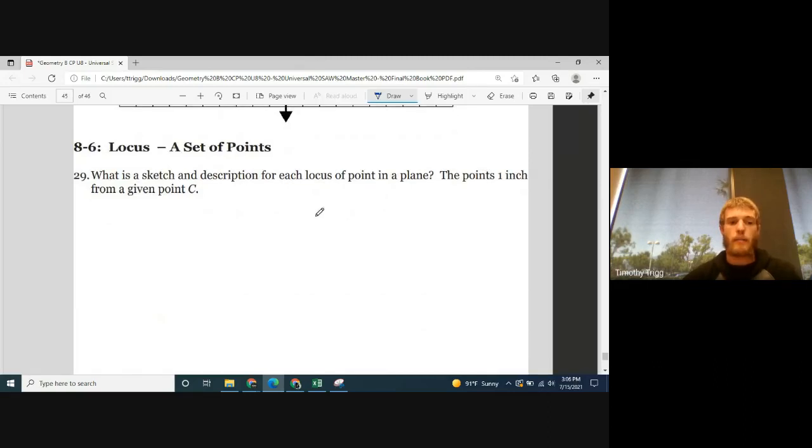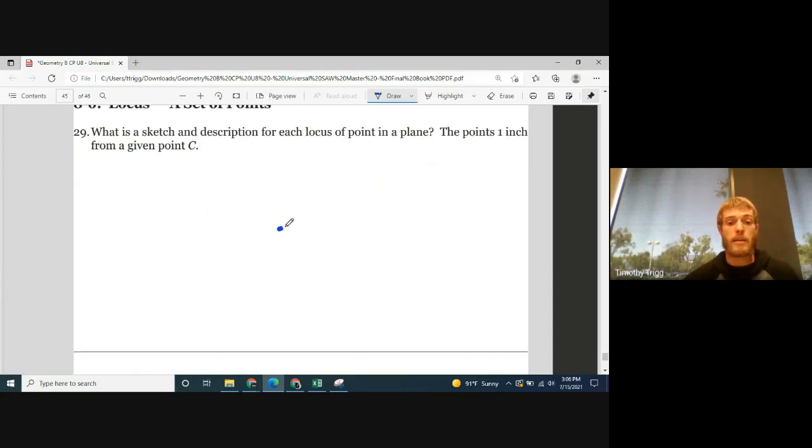All right, number 29. What is a sketch and description for each locus of points in a plane? So we're looking for points that are 1 inch from a given point C. So imagine we have a point C, and I'm looking for all the points that are 1 inch away. So I'm going to go 1 inch away in every direction. So this would be in the locus of points, that's 1 inch away. And this would also be in the locus of points, that's 1 inch away. And this would be in the locus of points, 1 inch away. In every direction, we want to be going 1 inch away.